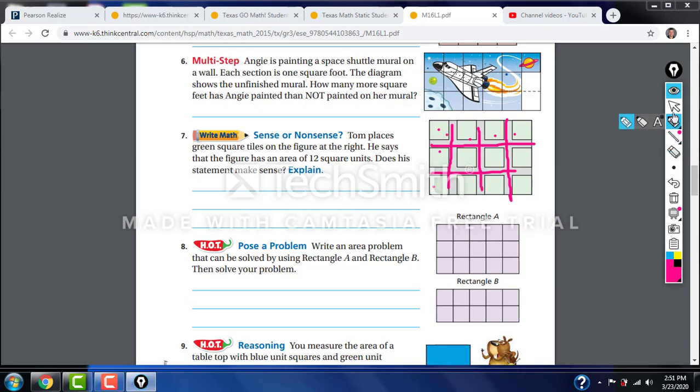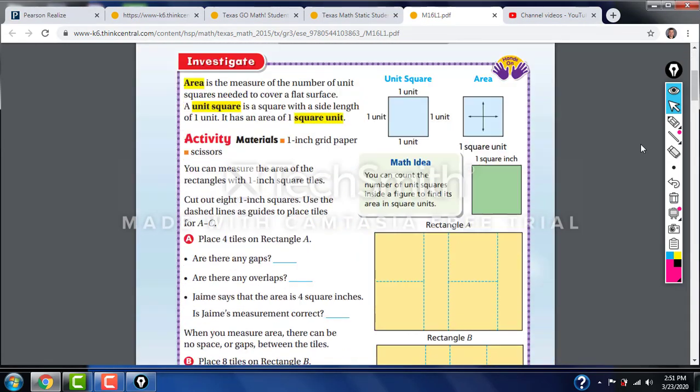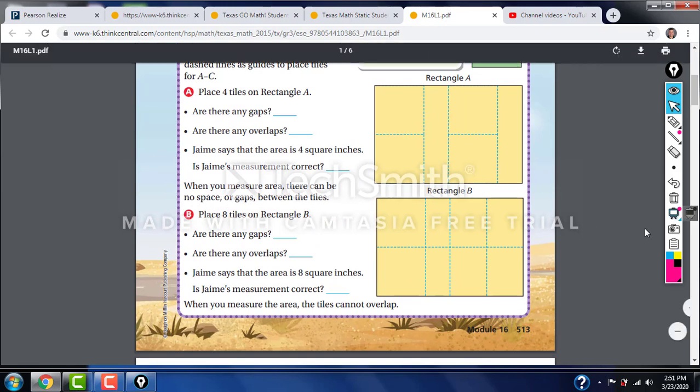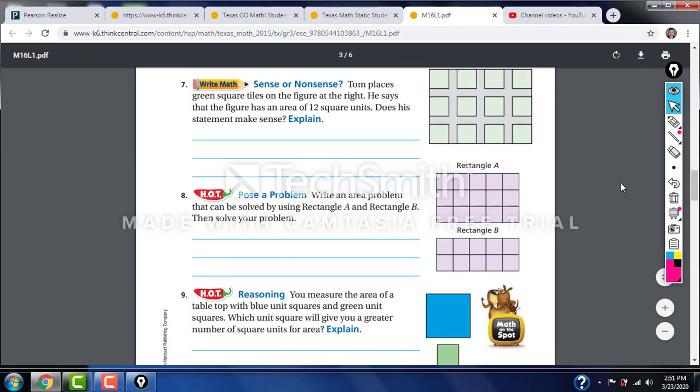It does not make sense because you have gaps. And if you remember from the first problems we worked on today, up here in the front, it says right here, when you measure area, there can be no space or gaps between. So that's why that one does not make sense.